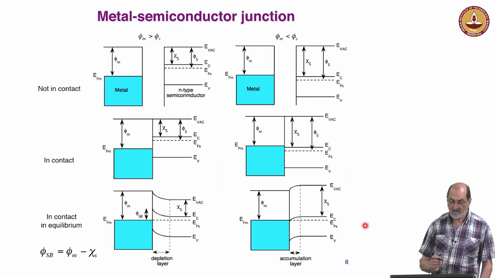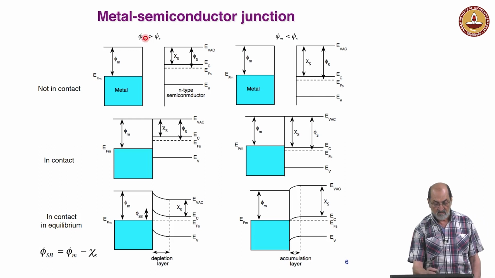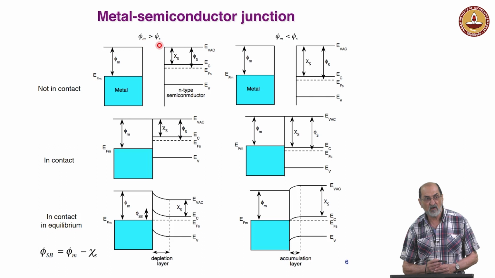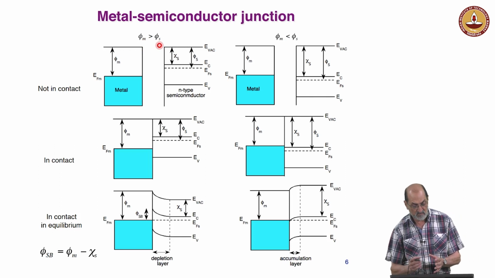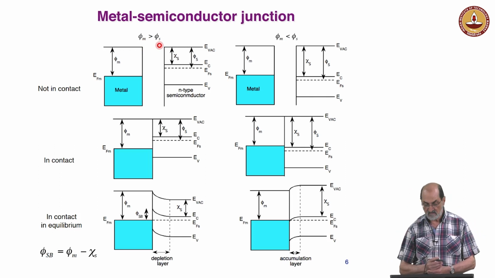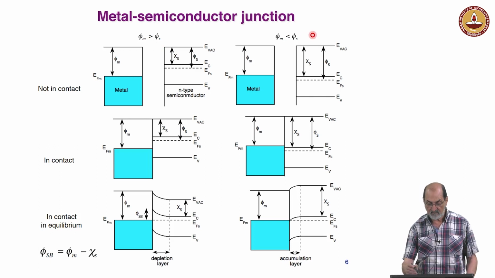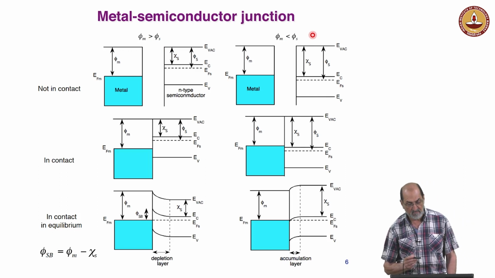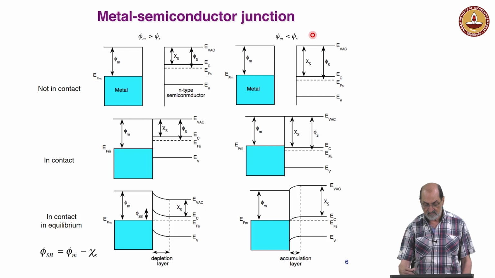Well, this is the case when the work function for the metal is higher than the work function of the semiconductor. So if you go to books, most books are going to show these two cases. The next case is the case in which the work function of the metal is smaller than the work function of the semiconductor. If that is the case, look at this.